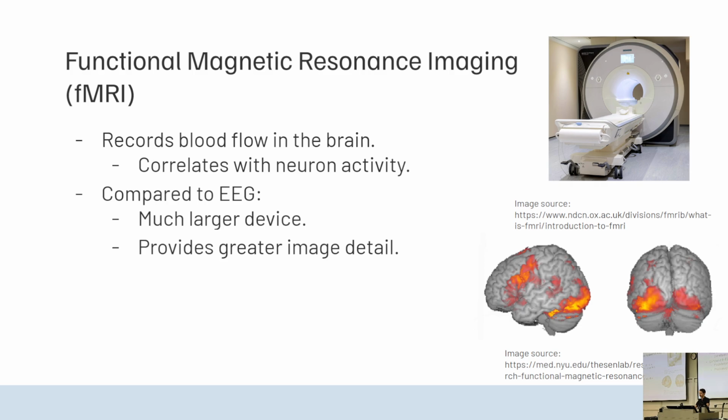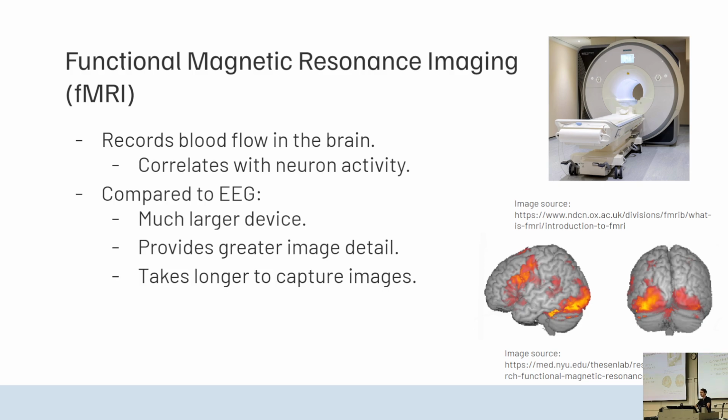It does, however, provide much greater image detail. So with the EEG headsets that we were using, for example, the Muse headset, which is the band that goes around the front of the head, that only records four channels at a time. So each sample, you only get 4 different signals. Whereas with an fMRI scan, you get this big scan of the whole brain, which has thousands of voxels, which are 3D pixels.